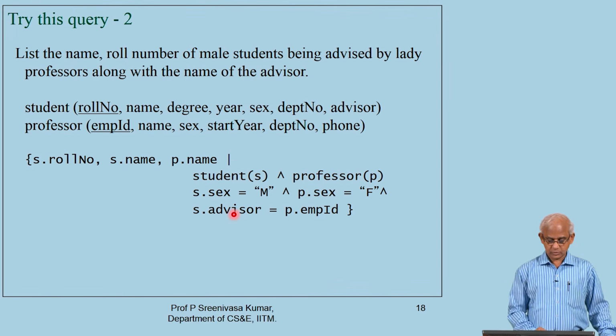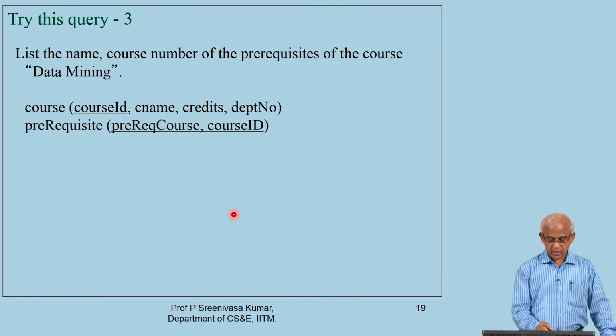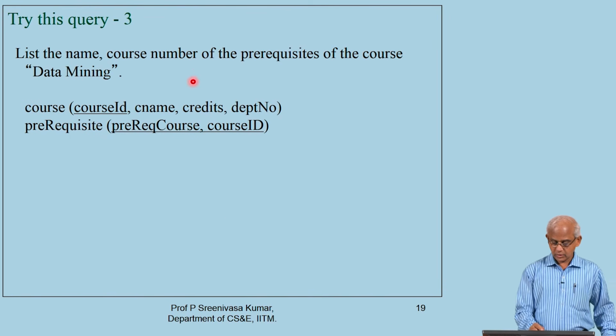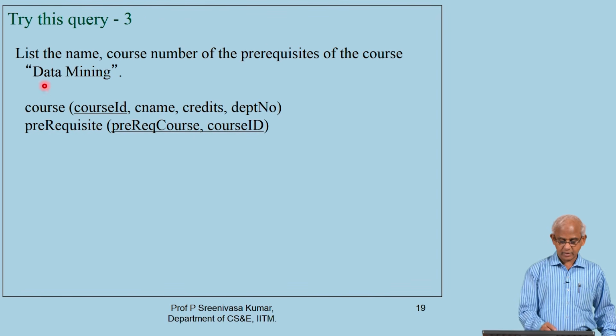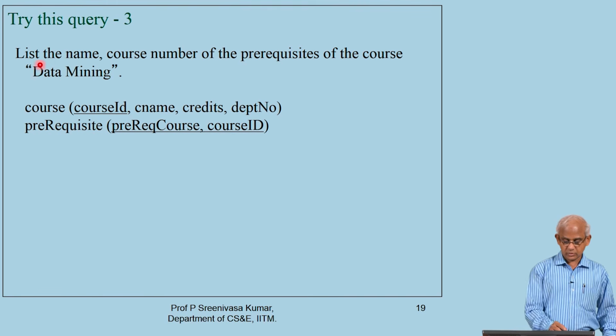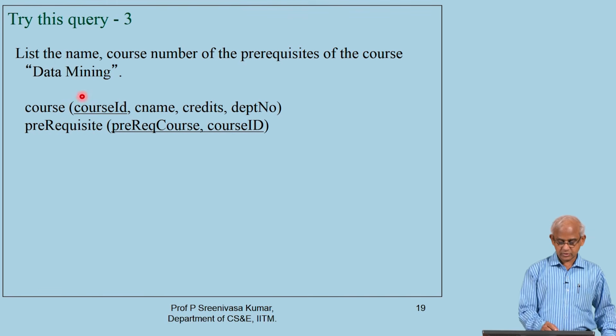Okay. So, let us move on to another query. List the name, course number of prerequisites of the course data mining. So, there is a popular course called data mining. So, we want to know what are all the courses that have to be done before I can enroll for data mining. So, that means they are prerequisites of data mining.